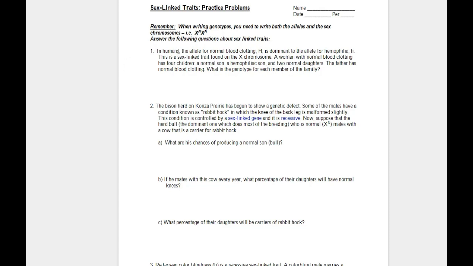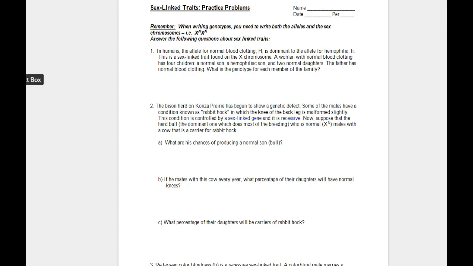In humans, the allele for normal blood clotting is dominant, H, and the allele for hemophilia is a small h. So this is a sex-linked trait found on the X chromosome, remember these are always X. A woman with normal blood clotting has 4 children, a normal son, a hemophiliac son, and 2 normal daughters. The father has normal blood clotting. What is the genotype of each member of the family?